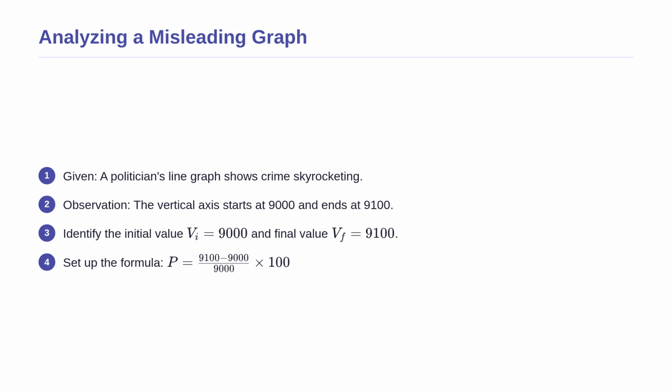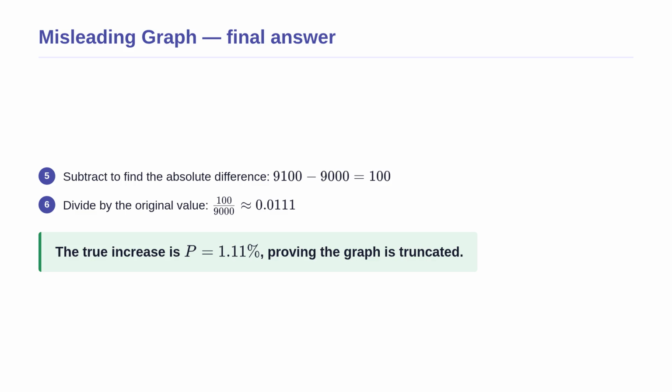To determine if this graph is misleading, we identify our initial value as 9,000 and our final value as 9,100. We then plug these into our percentage change formula to see if the mathematical reality matches the terrifying visual. Continuing with our calculation, we subtract the initial value from the final value to find an absolute difference of 100 crimes. We then divide that difference of 100 by the original value of 9,000 and multiply by 100. The final answer is approximately 1.11%.